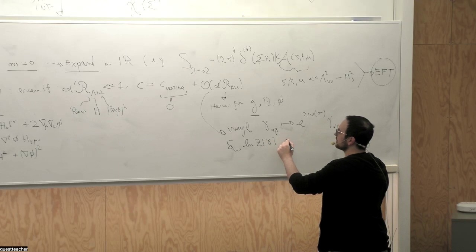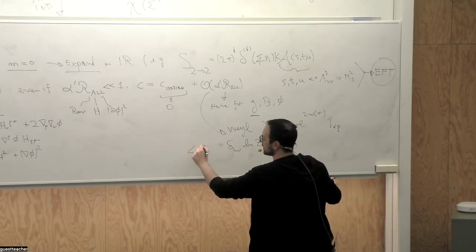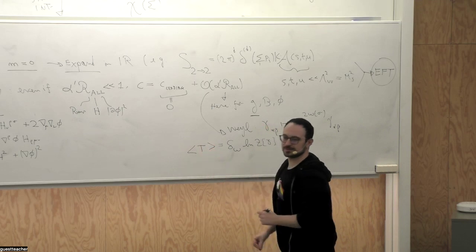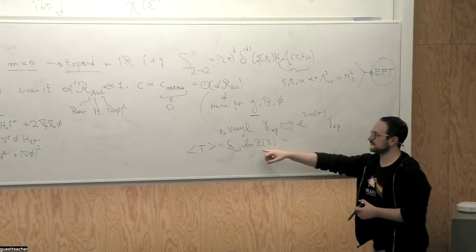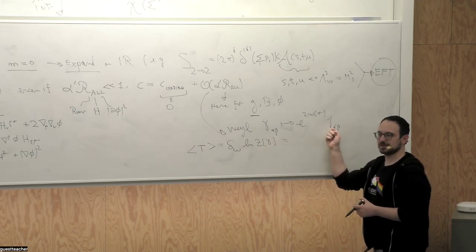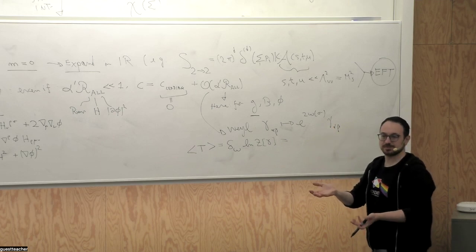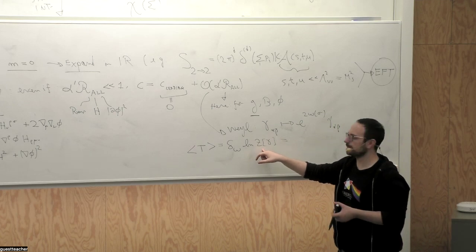You can evaluate it here if you want, but you don't have to. You get something which is actually the vev of the trace of the stress tensor of the worldsheet. It's simple to see because the variation of log Z with respect to the worldsheet metric is the worldsheet stress tensor, but the vev of it. Otherwise, you vary the classical action or the quantum action.